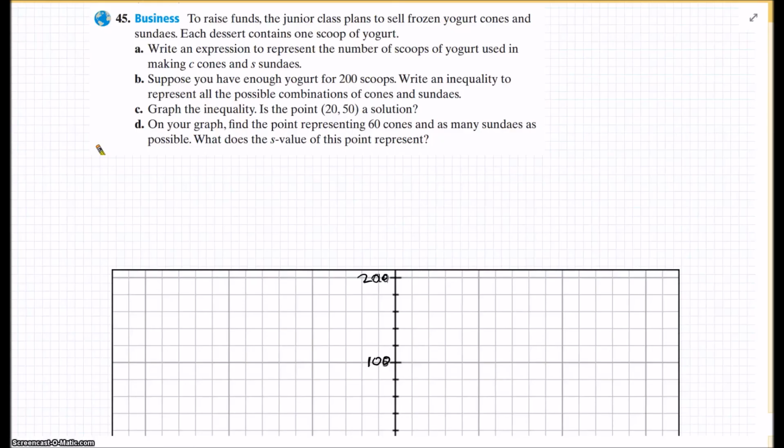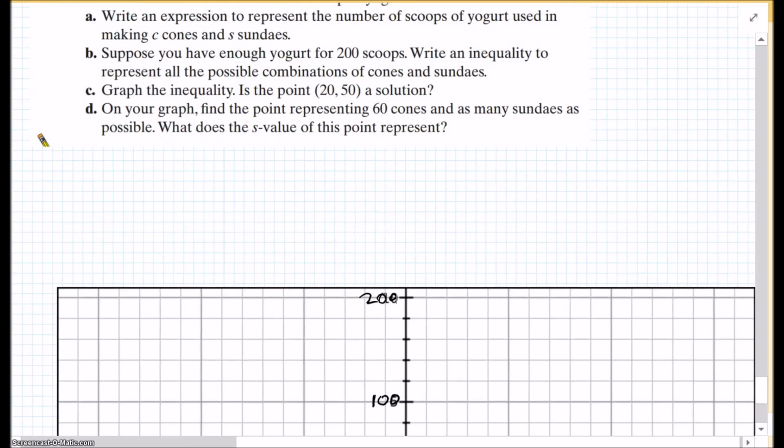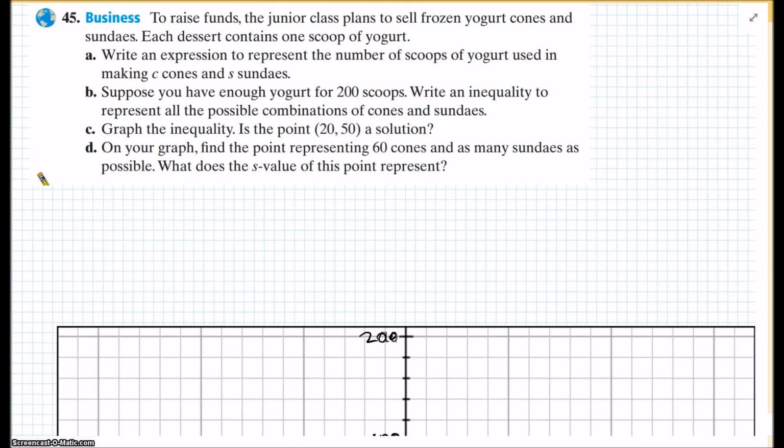Okay, moving on to number 45. To raise funds, the junior class plans to sell frozen yogurt cones and sundaes. Each dessert contains 1 scoop of yogurt. Write an expression to represent the number of scoops of yogurt used in making C cones and S sundaes.